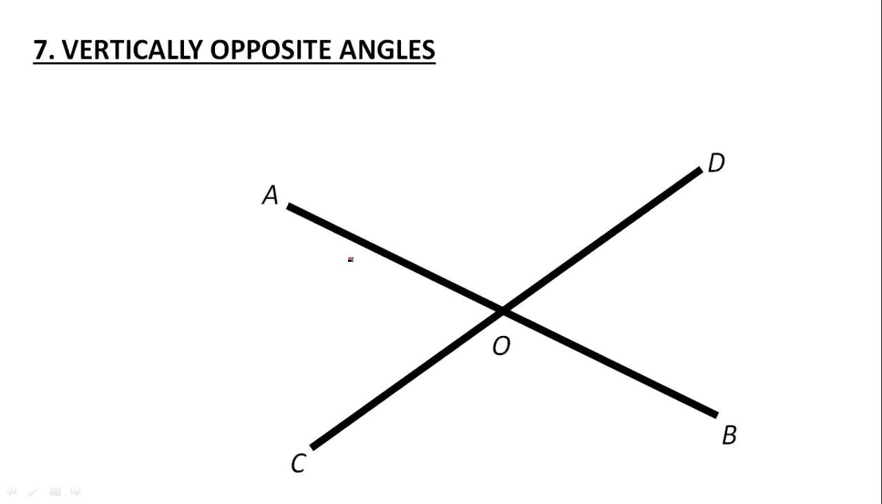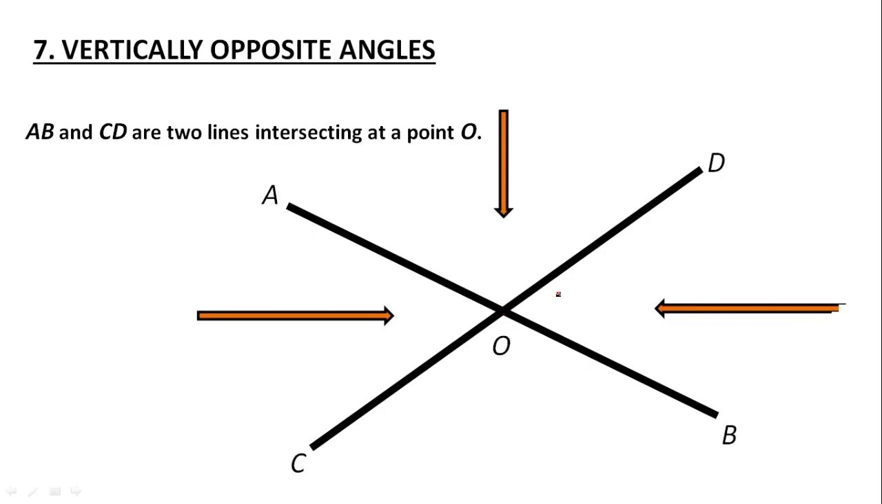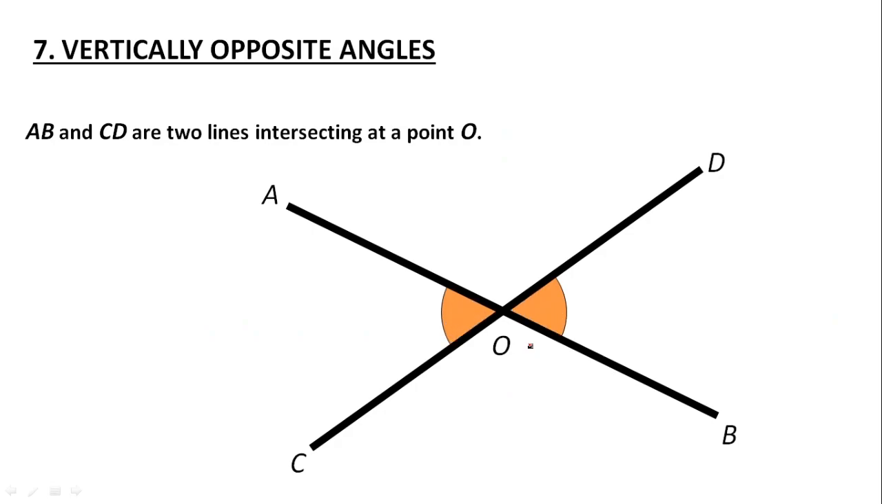Next is the vertically opposite angle. Here there are two lines AB and CD intersecting at a point O. The point of intersection is O. Now we have four corners in which an angle can be formed. There are four angles. Now this angle, that is angle AOC, and angle BOD.